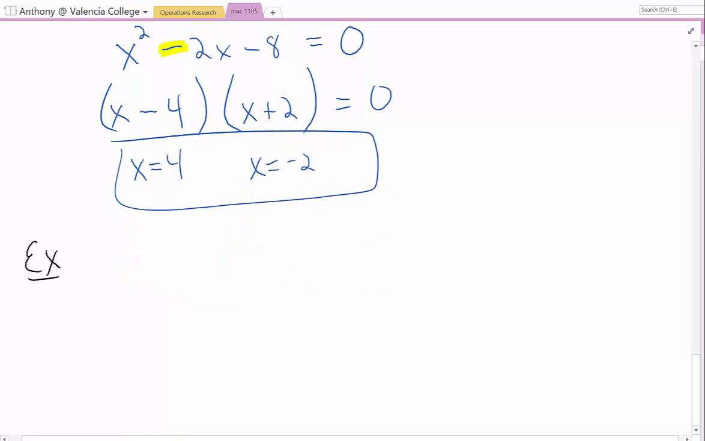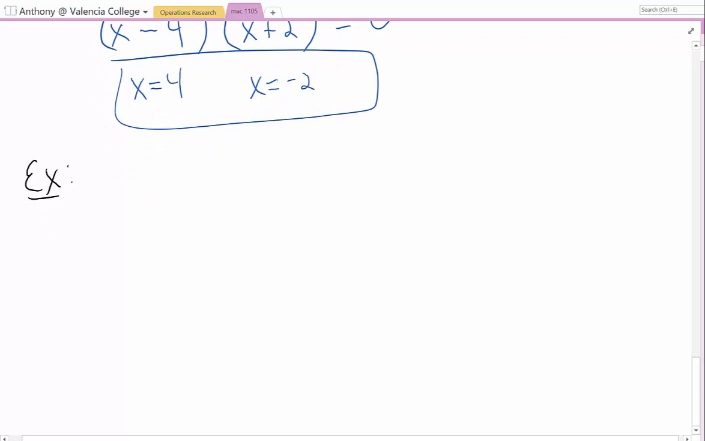Like I said, folks, factoring boot camp. We got this. What if we have this equation? 2x squared plus 2x minus 40, and let's set that equal to 0.